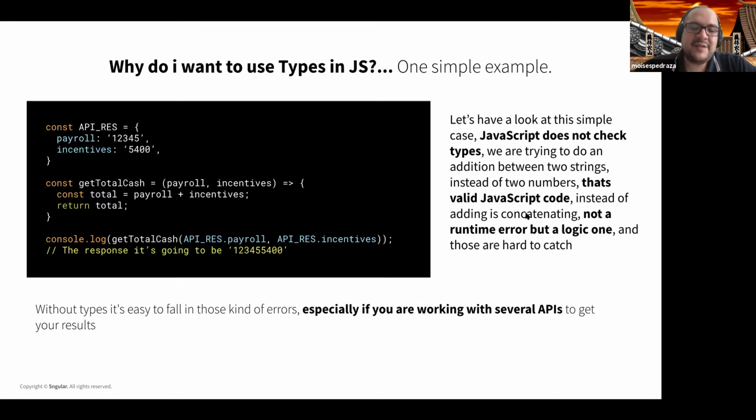This is a really simple example, but when you are dealing with more complex applications, it's easy to get one of those kinds of errors, especially since JavaScript has dynamic types. These dynamic types let you add these kinds of things. In this example, I am using two strings, just to be clear, but it could be one string and one number. So you don't have any runtime error there, but you have a logic one, and those are hard to catch.